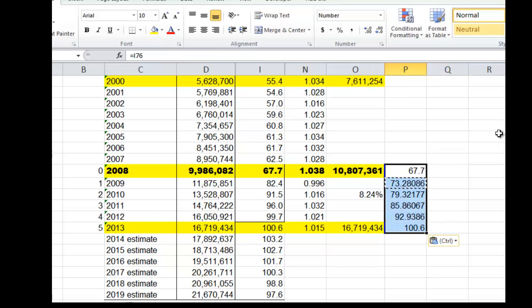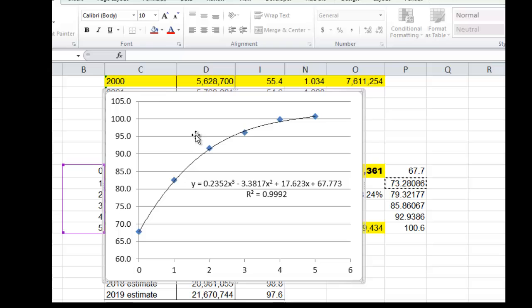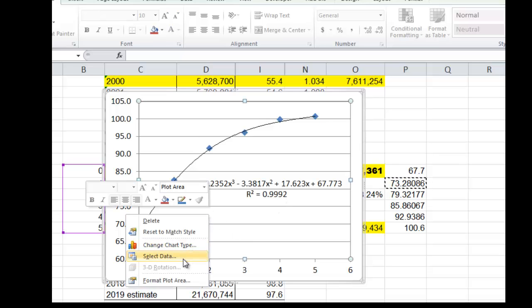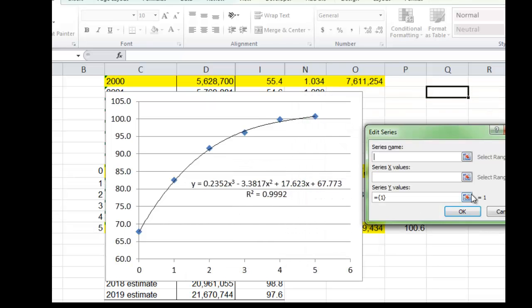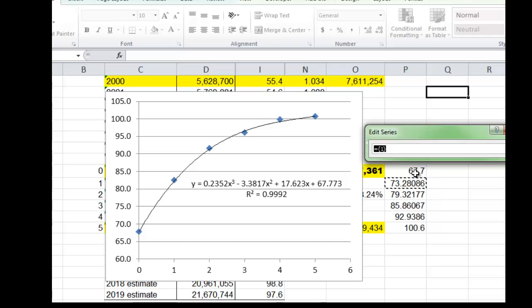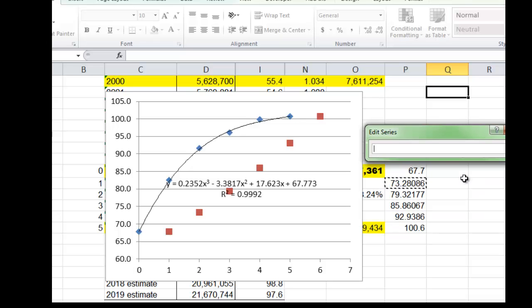All right, I want to plot that. So what am I going to do? Well, I'm going to go back to here. Here's my curve, and I'm going to amend it. I'm going to add another curve. So I select data and add a data set. My y values are going to be these, and my x values are going to be the same x values as before.